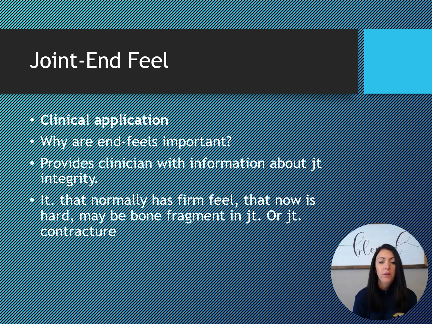So, joint end feels, I've already talked about, but why are they so important? It definitely gives the PTA the information we need about joint integrity. Is it normal? Maybe it was a firm feel and now it's more of a hard end feel. That could be bony fragments in the joint or joint capsule. It also helps us know the differences between those different joint contractures that were previously mentioned, to see what could be the cause and how we can improve that range of motion.